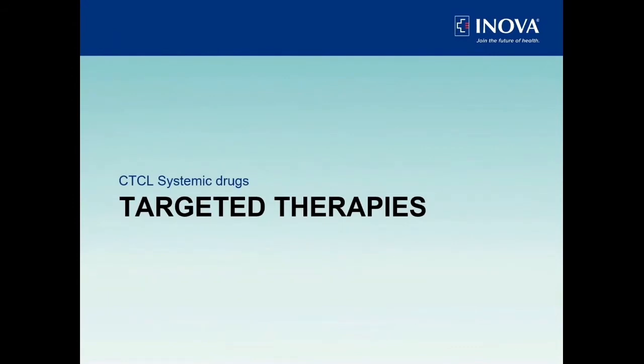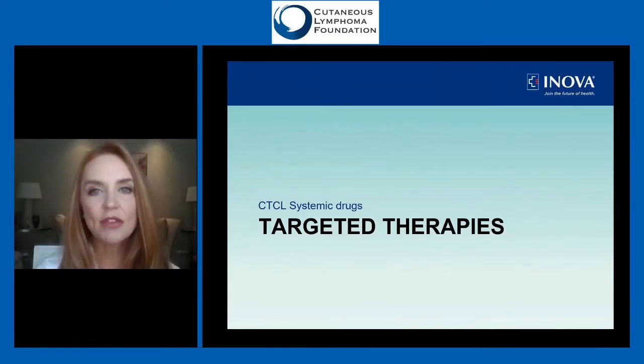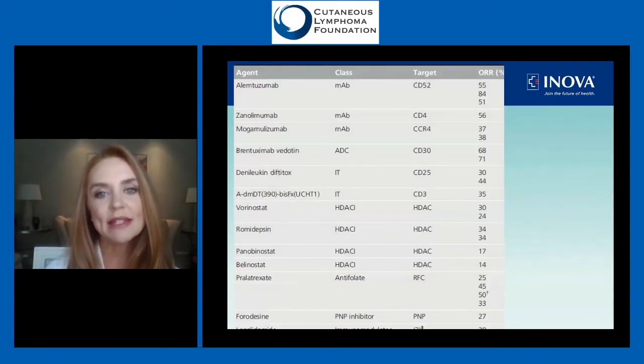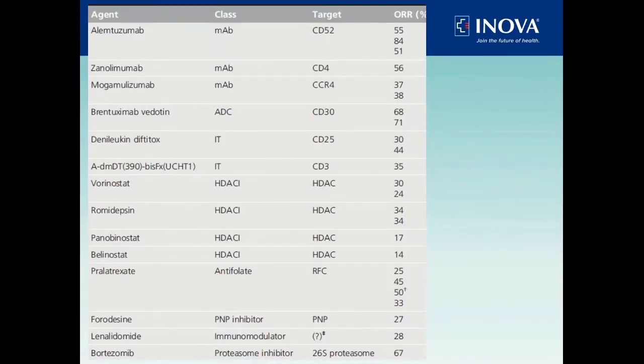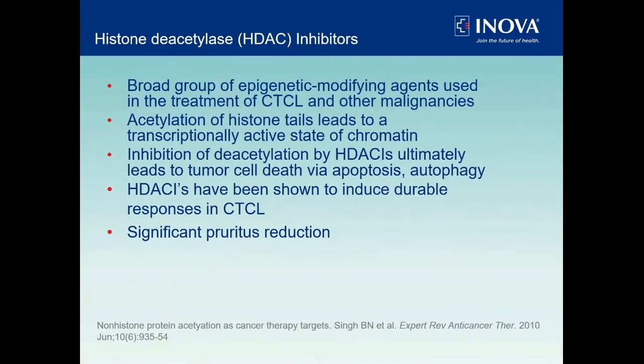Okay, now the next big category of systemic drugs I want to cover are called the targeted therapies. And what that means is that we're kind of honing in on specific protein markers on cells and trying to attack them in a targeted fashion, or in the case of HDAC inhibitors, specific enzymes. So starting with the HDAC inhibitors, or histone deacetylase inhibitors, this is a big group of drugs that has a multitude of effects that, again, all kind of result in reducing the proliferation of the abnormal T lymphocytes.